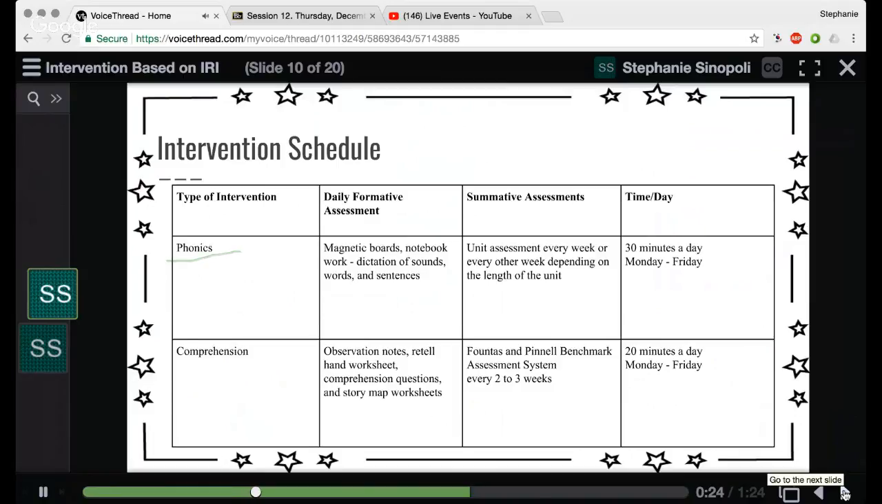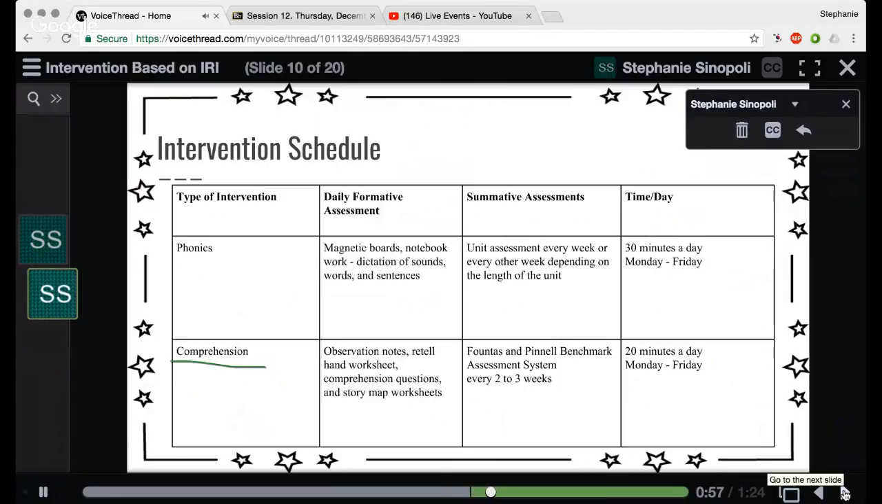The daily formative assessment for Jackie will be the dictation of sounds, words, and sentences on magnetic boards and notebook work. For the Foundations phonics intervention, there will be a unit assessment every week or every other week, depending on the length of the unit. This unit assessment is seen at the end of the unit of the Foundations textbook. And the intervention will happen for 30 minutes a day, Monday through Friday.